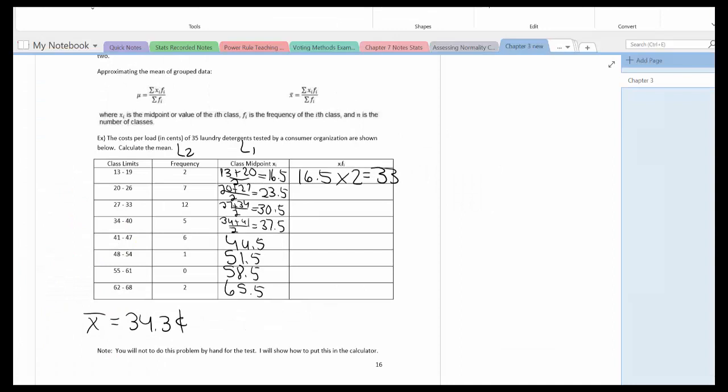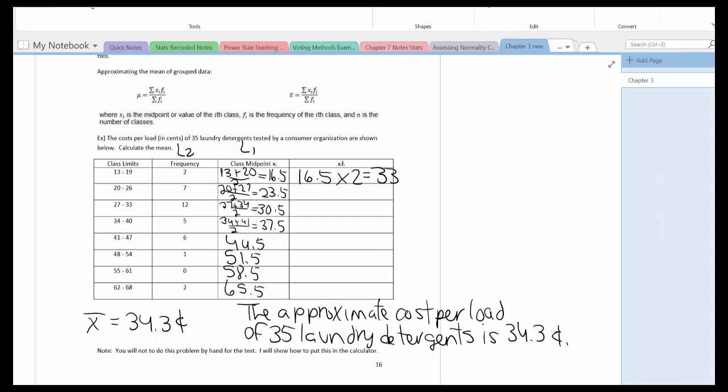Okay, so we know that the sample mean is exactly 34 and 3/10 cents. Now let's write out what this means in the context of the problem. So the approximate cost per load of 35 laundry detergents is 34 and 3/10 cents. Again, I will expect you to be able to put this into the calculator for the test. You will not be doing this by hand.